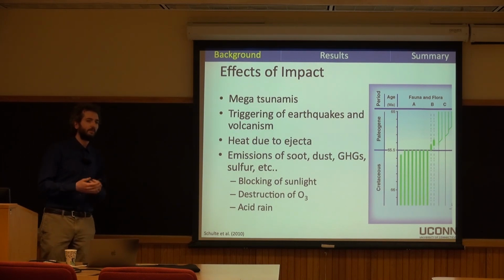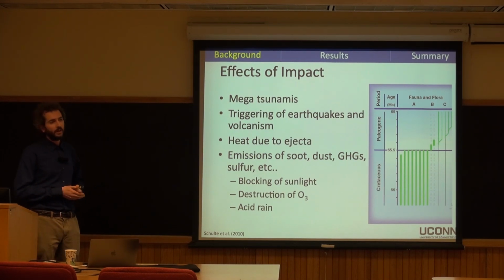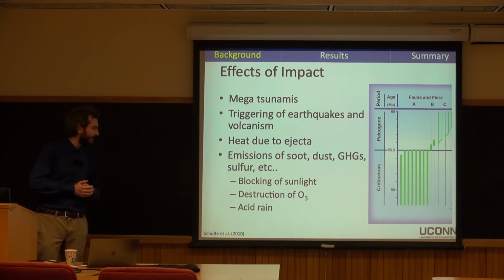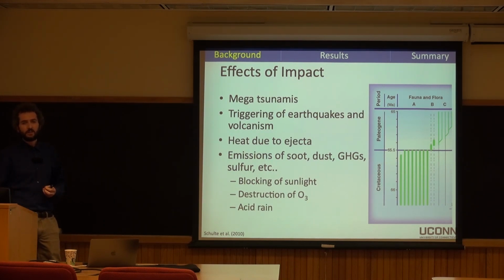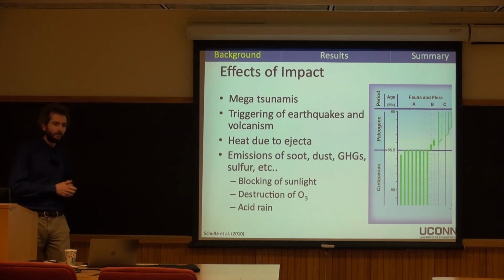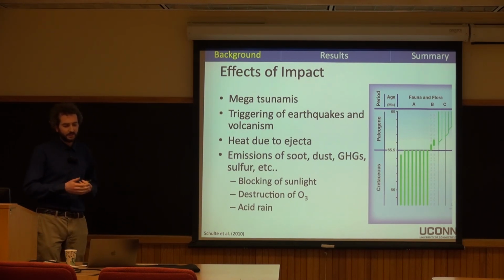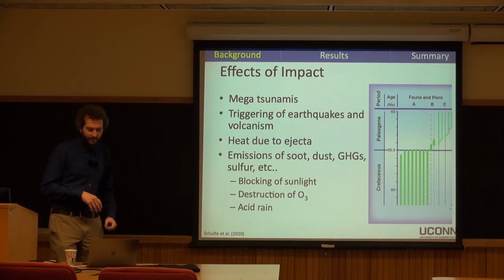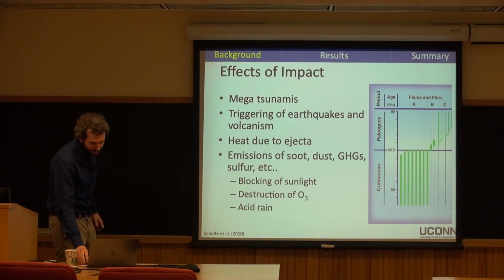For instance, you could have a blocking of sunlight leading to less vegetation, less primary productivity. It also could have led to cooler temperatures, as you might expect. The halogens would have led to a destruction of ozone, potentially allowing more UV radiation at the surface. And finally, things like sulfur emissions could have led to a bout of extreme acid rain and acidification of things like the ocean surface. None of which is particularly good for life.